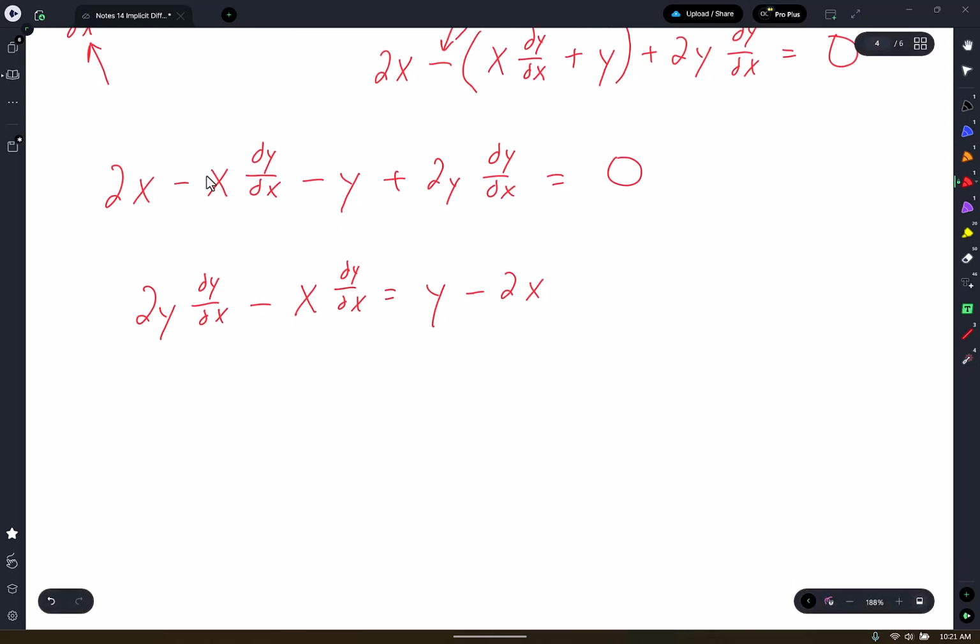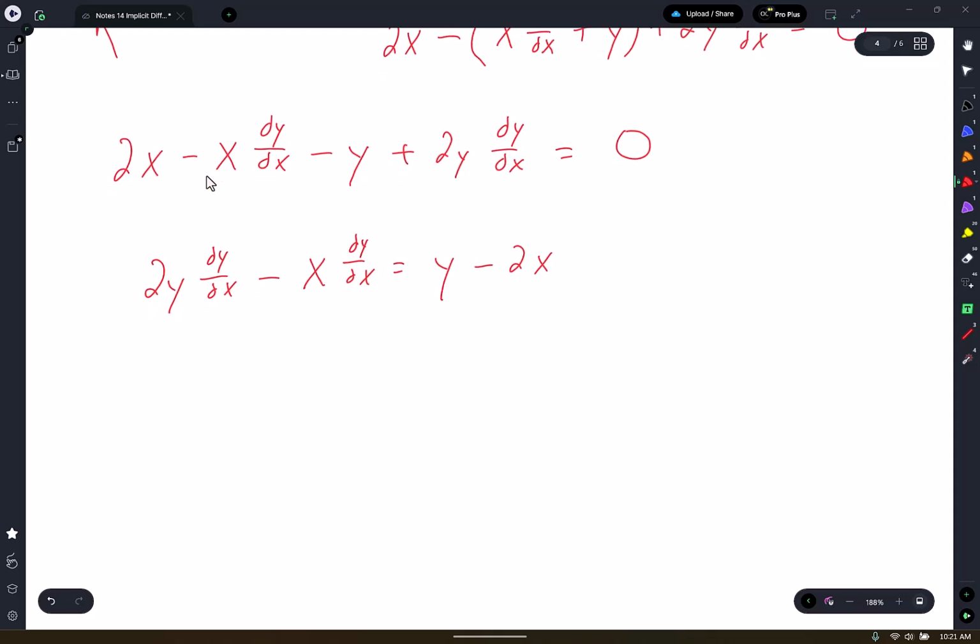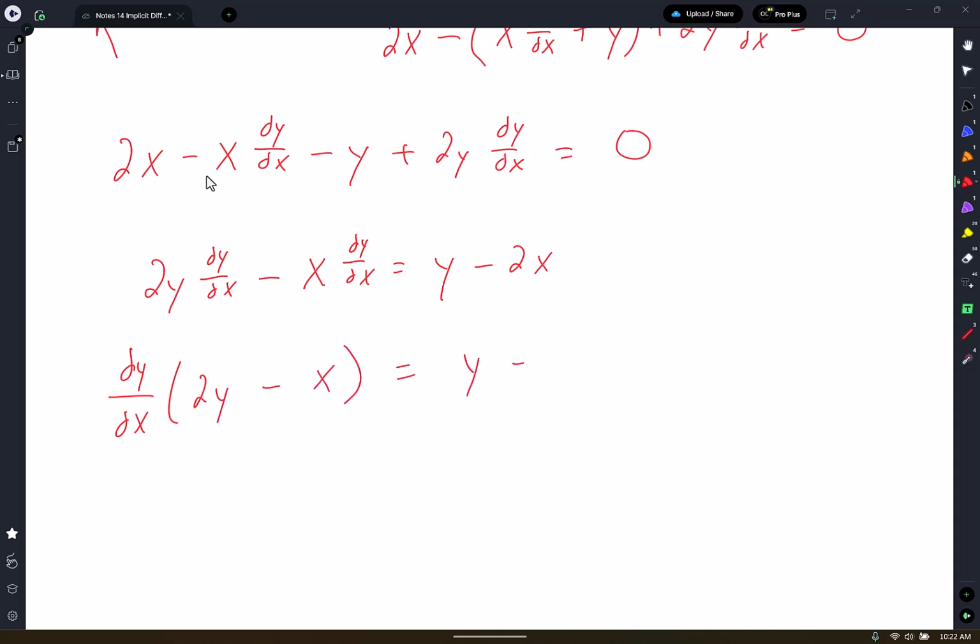Okay. Yeah. All right, factor out dy/dx. (2y minus x) dy/dx, close it, equals y minus 2x. And now what do I got to do?